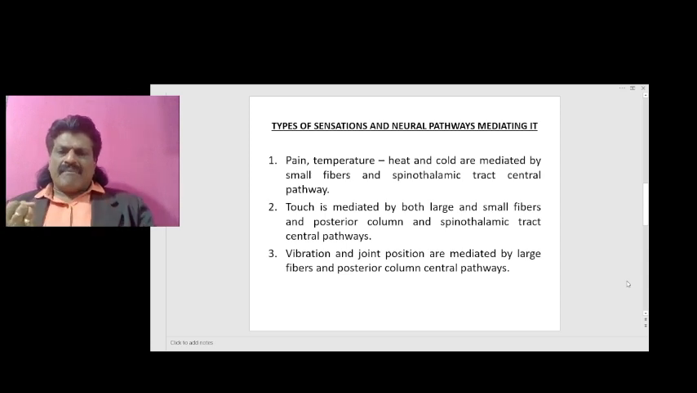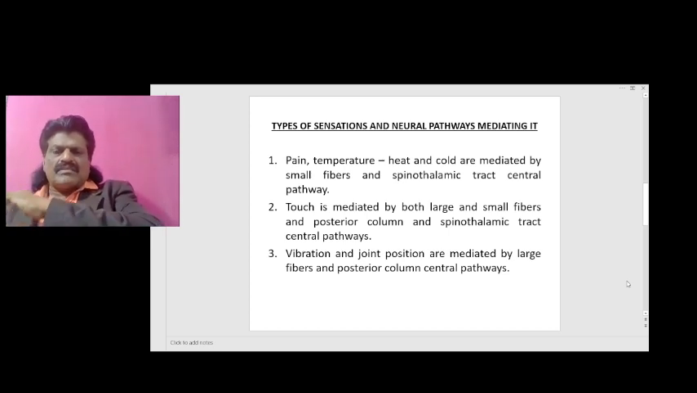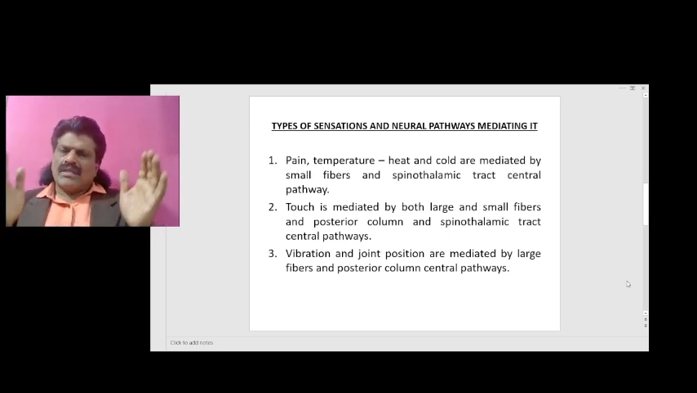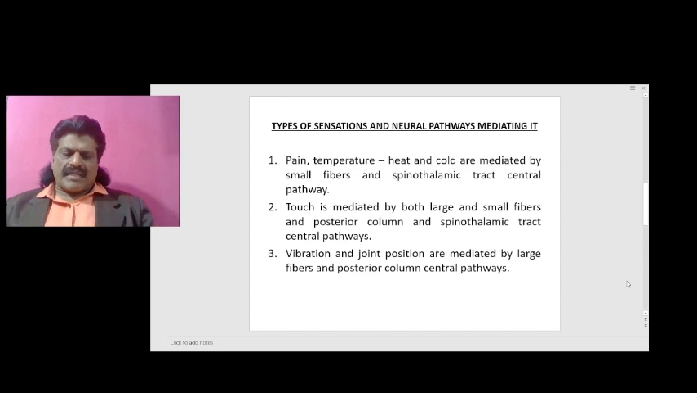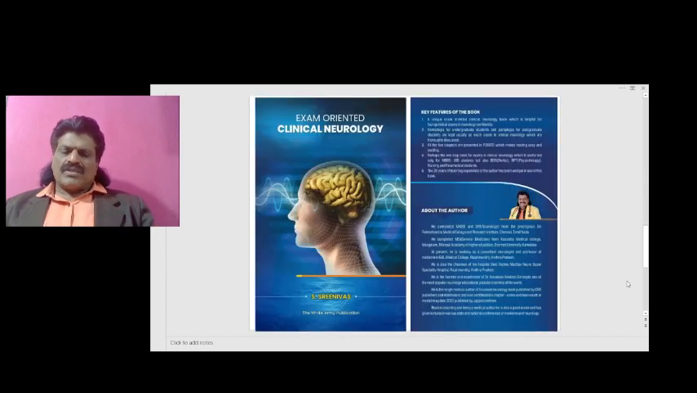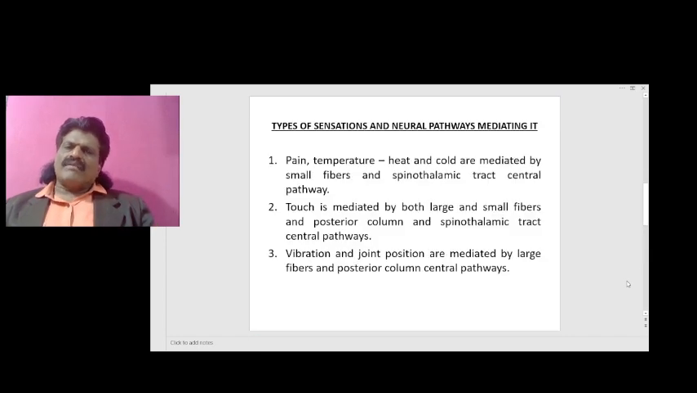So pain and temperature on one hand are mediated by small fibers and spinothalamic tract central pathways. The vibration and joint position sense on the other hand are mediated by large fibers and posterior column central pathways, whereas touch is mediated by both large and small fibers and posterior column and spinothalamic tract central pathways. So these are all the important concepts of types of sensations and neural pathways mediating them.